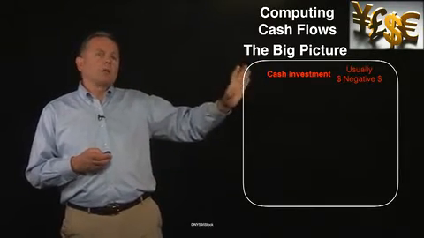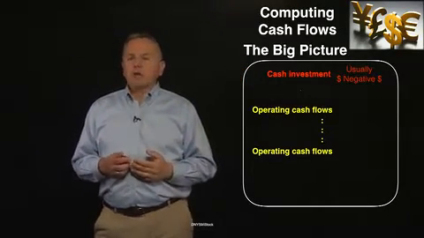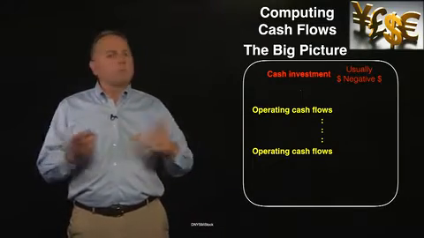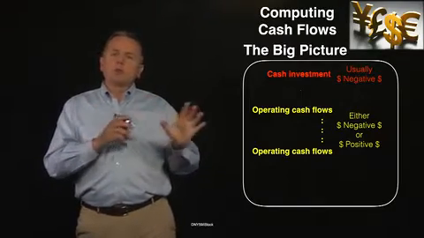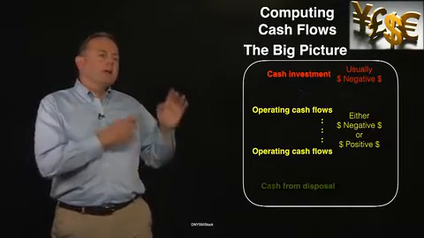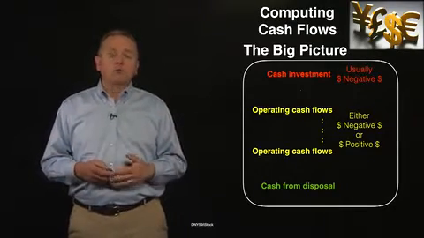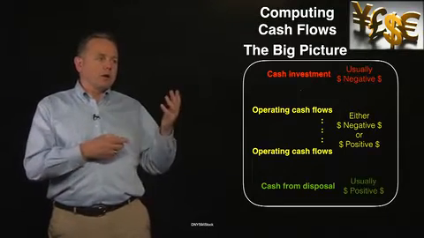So watch that to be a negative number. Now in yellow I have operating cash flows. They may be positive inflows, they may be negative outflows. Again, depends on the type of investment we have there. Just pay attention to whether that's coming in or going out. And then at the end, the cash from disposal, if there is any cash involved at the disposal point in time, it's almost always a positive number going on there.